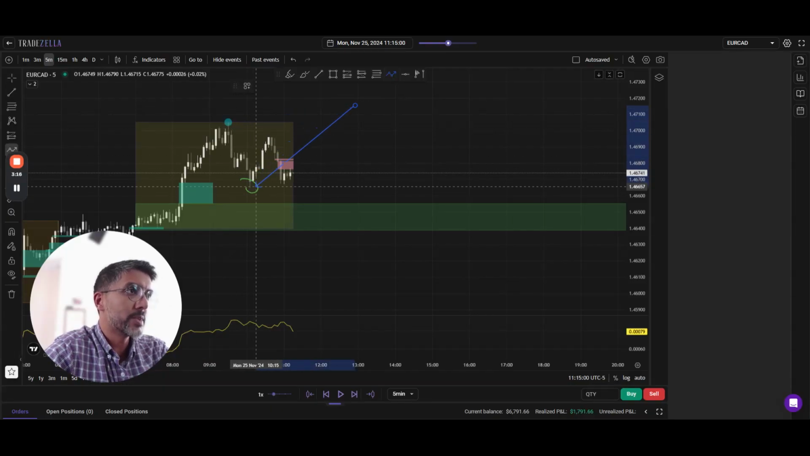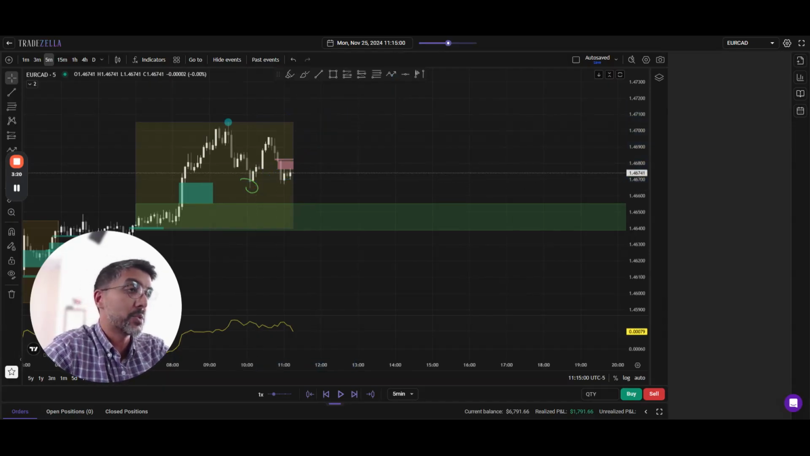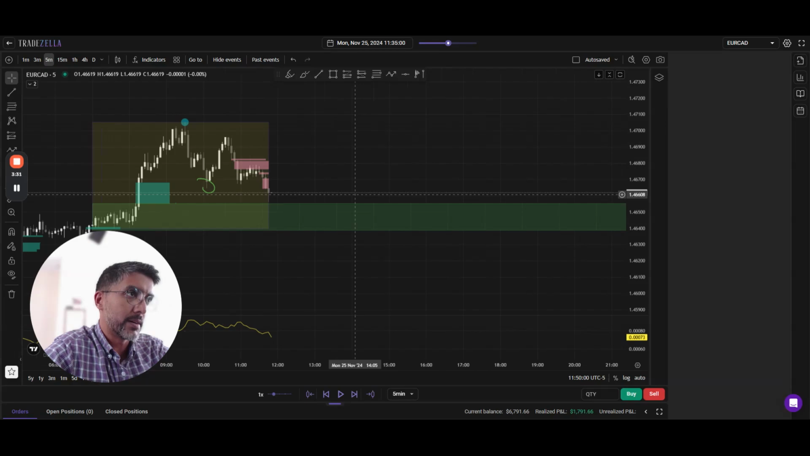And now we assume that this will get taken as liquidity, right? That actually works in our favor because that liquidity sits right above our point of interest. So all the more reason to believe that price will come back into our zone. And we play that out.